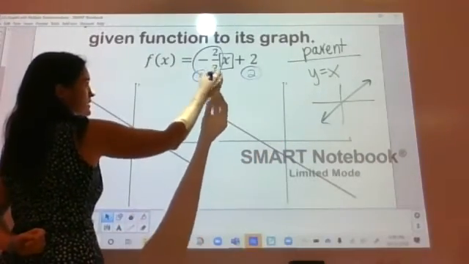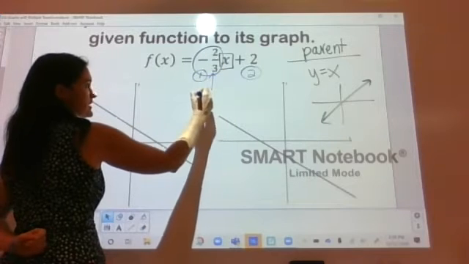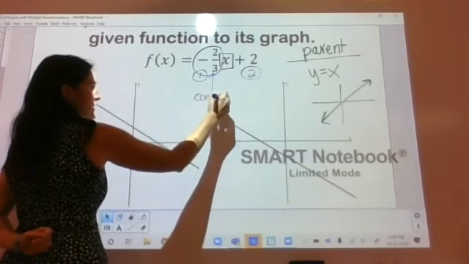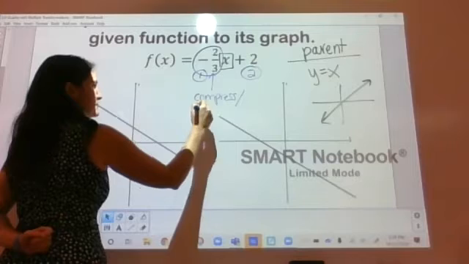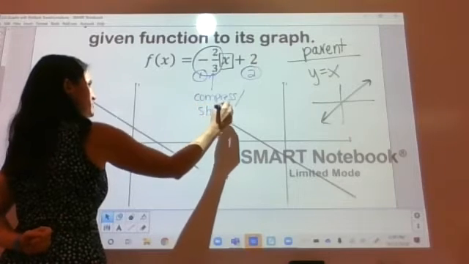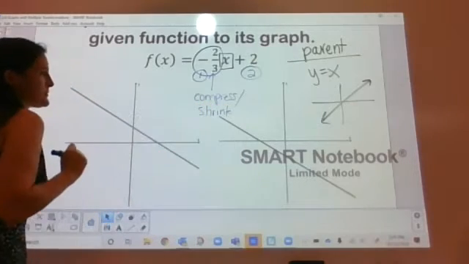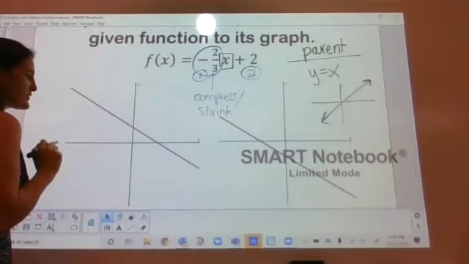The y values are all multiplied by 2/3. That's a compression or a shrink. Not like a psychologist, right? But it gets shrunk.